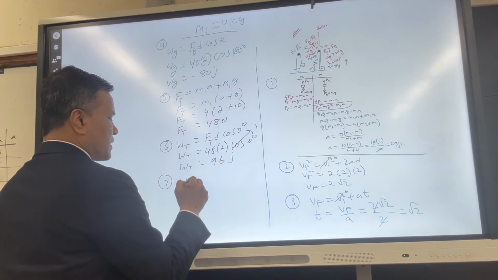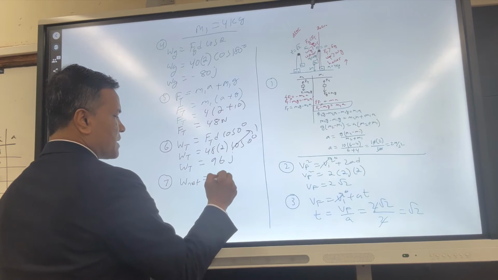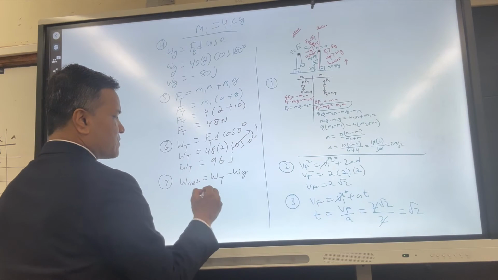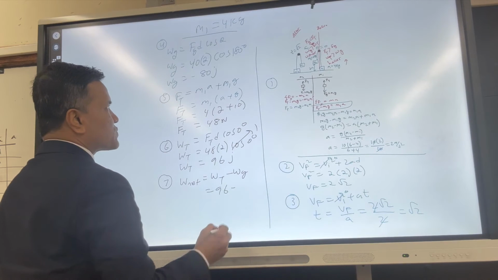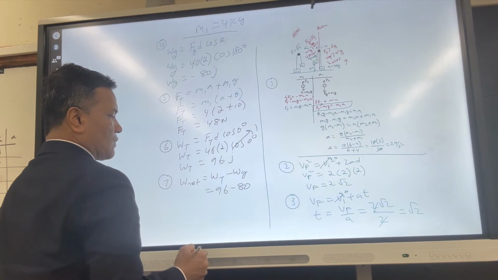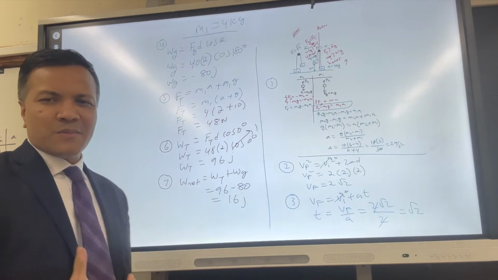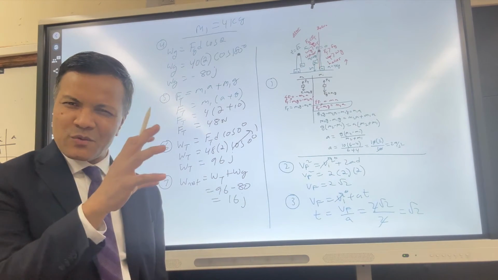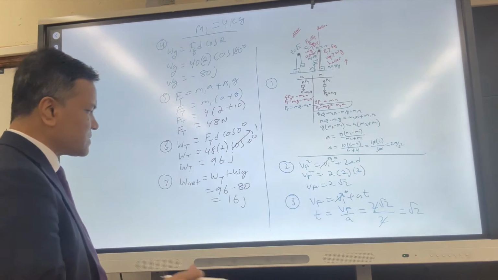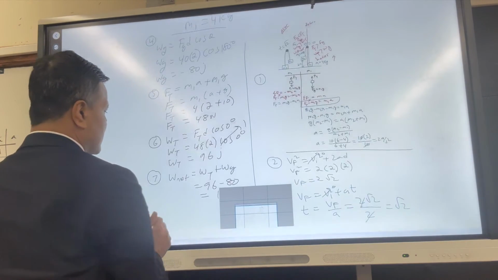Number 7, we're going to see the net work done on box number 1. So the net work is work done by the tension force plus work done by gravity. So 96 minus, of course, 80. So 16 joules. How much work is done on box number 1? 16 joules. We're going to check whether that is correct.